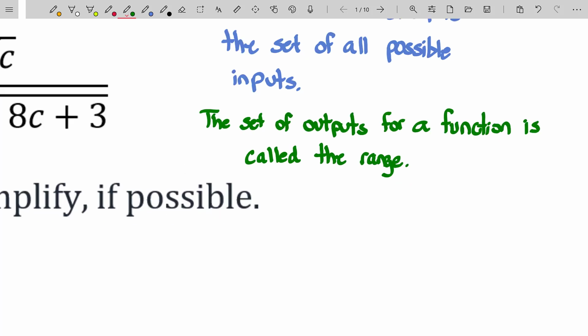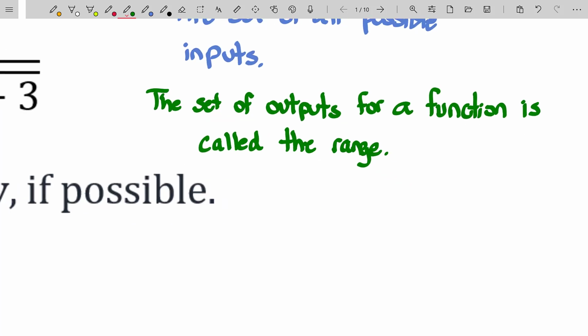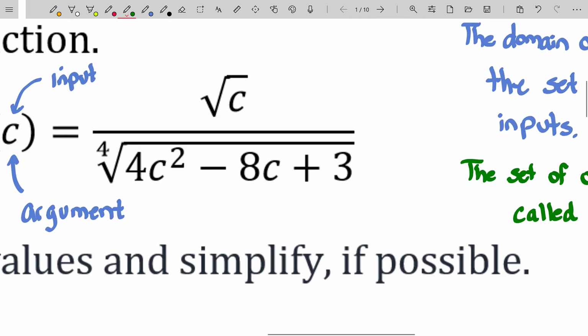Now, this is a very loose definition. To be very honest with you, it is a little more restrictive than that, because you might be handed a function like this, and it might have an explicitly defined domain. So somebody might say, I only want you to worry about values of c between 1 and 5. Therefore, your range for that function would be restricted to the set of outputs corresponding to those inputs. So the range is actually very much dependent upon your domain. It is the set of outputs given the domain of your function.